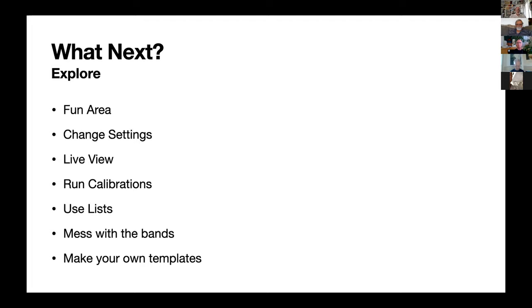There's a couple of places where you can have a live view, see like an oscilloscope, see things running across your screen, try calibrations. Lists is something that Joseph uses a lot, make lists of your favorite violins and then compare to that list. And then of course, bands and templates.